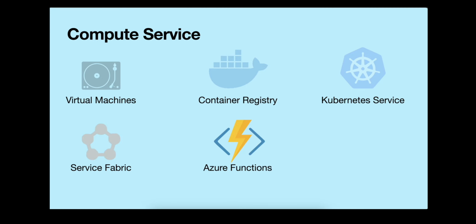Azure Functions is a serverless compute service that enables developers to easily run code on demand without managing the underlying infrastructure. Functions can be triggered by events from other Azure services such as Azure Storage, Azure Event Hubs, and Azure Cosmos DB, as well as on-premise and third-party services. Azure Functions support a range of languages including JavaScript, C Sharp, Python, and Java.